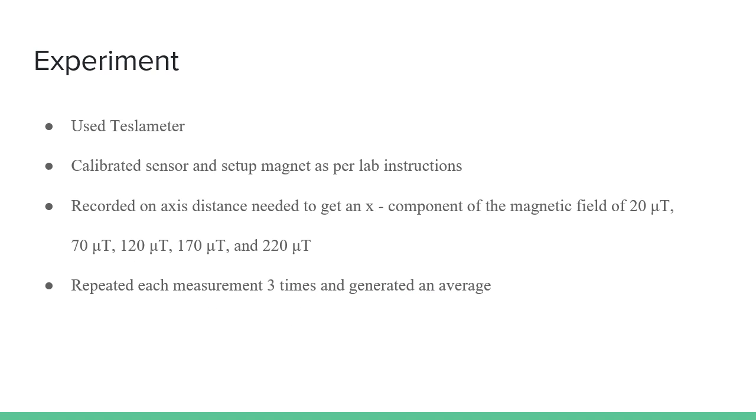So for the actual experiment, we used a Tesla meter app, and we calibrated the sensor and set up the magnet as per the lab instructions to calibrate for true magnetic north. And then we recorded the on-axis distance needed to get an x component of the magnetic field of 20.